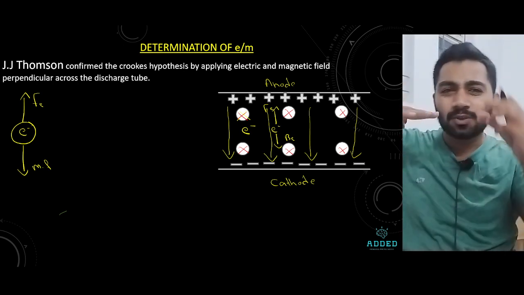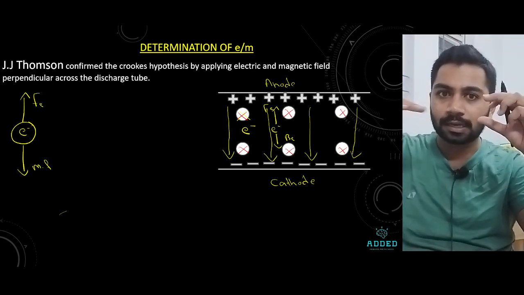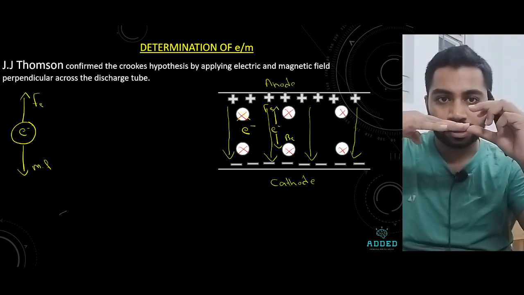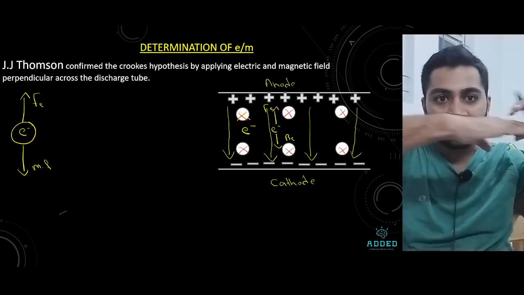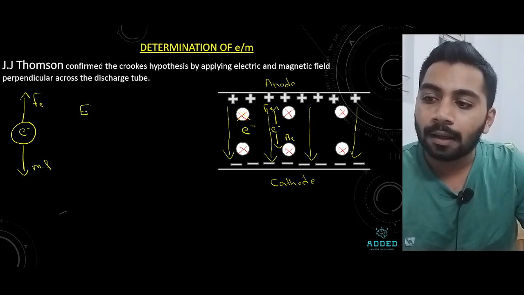If there is only an electric field, it will deflect. If there is only a magnetic field, it will also deflect. But while the magnetic field is deflecting it, the electric field is acting at the same time, so it comes out straight. Which means you can say electric force equals magnetic force.